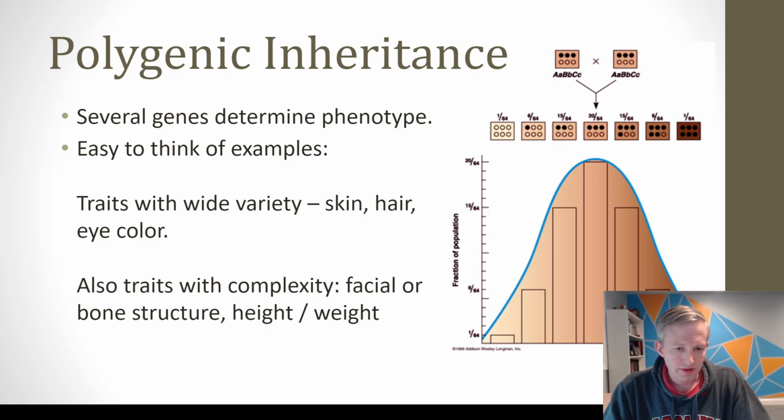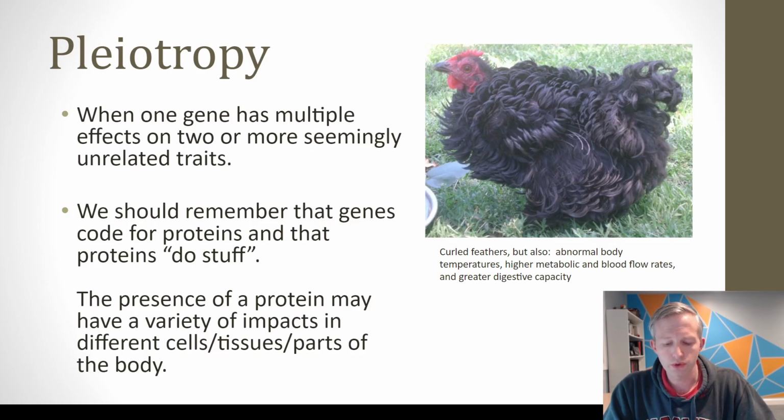Other traits with complexity, facial or bone structure, height or weight, the genetic influence on those things can be massively varied, and so that tells us that there's most likely multiple genes that together are going to lead to the final product. Pleiotropy, this is a cool one.